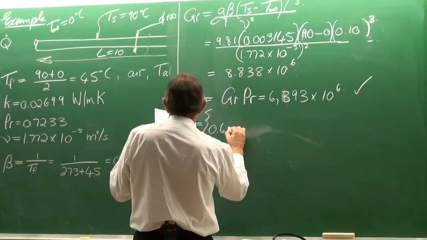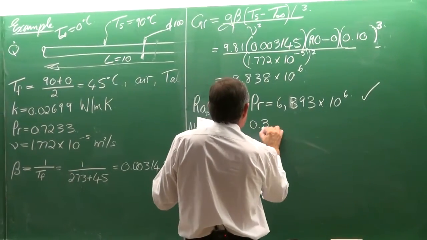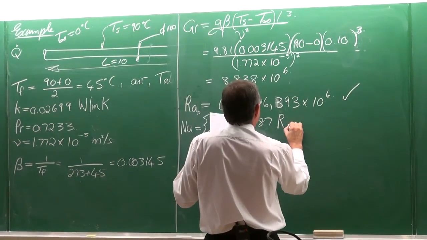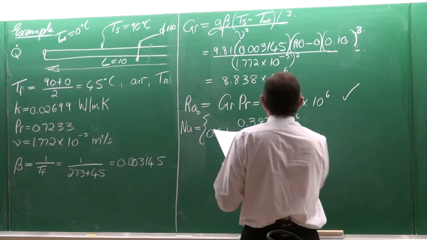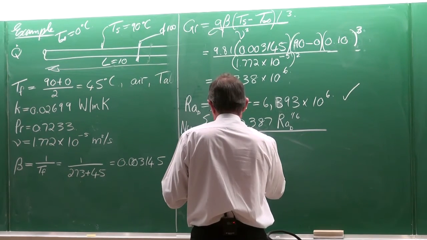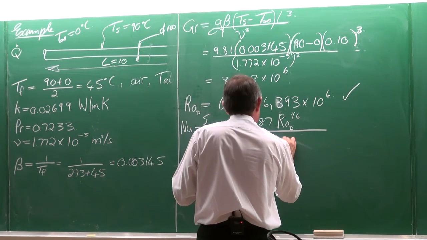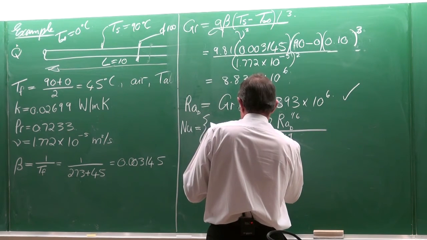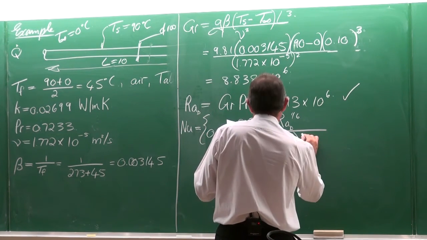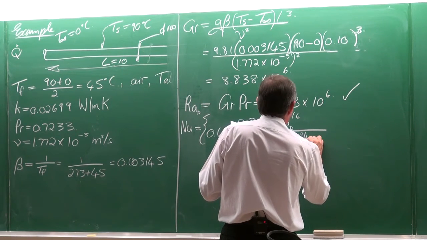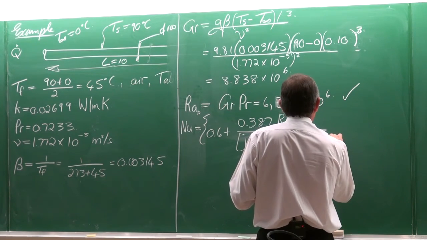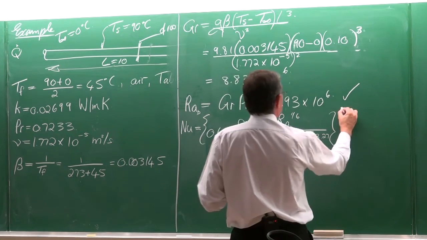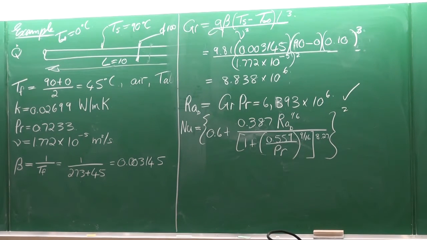It is equal to 0.6 plus 0.387 multiplied by the Rayleigh based on the diameter to the 1/6 divided by 1 plus 0.559 divided by the Prandtl number to the power of 9/16, then everything to the 8/27, and then everything must also be to the second. Something like that. You see that equation?